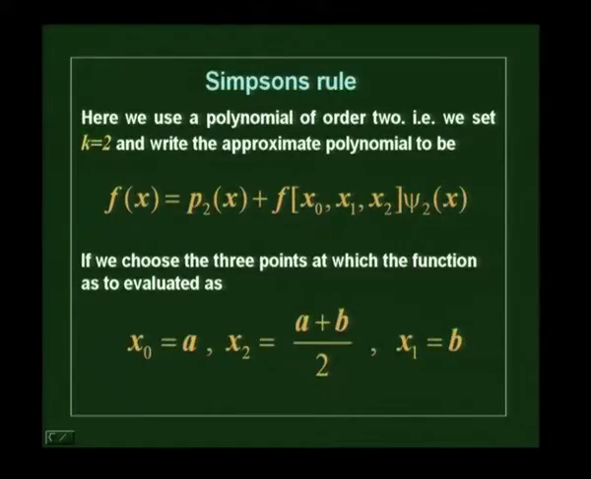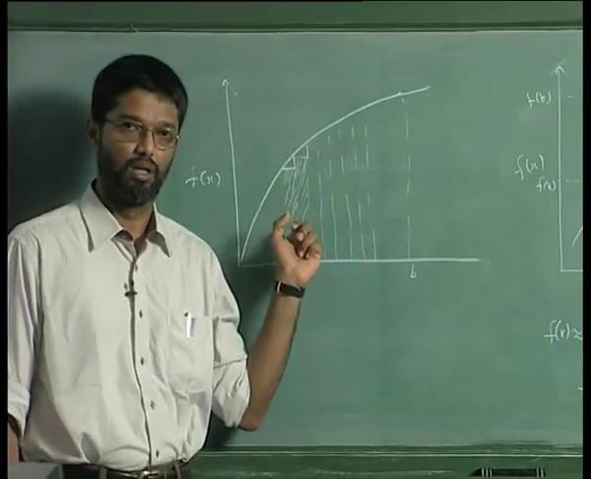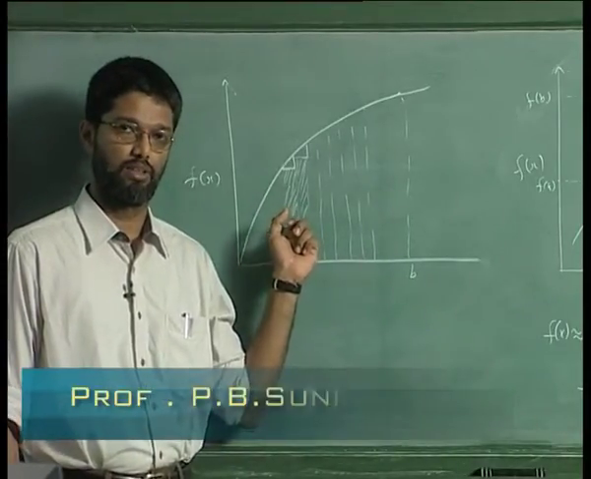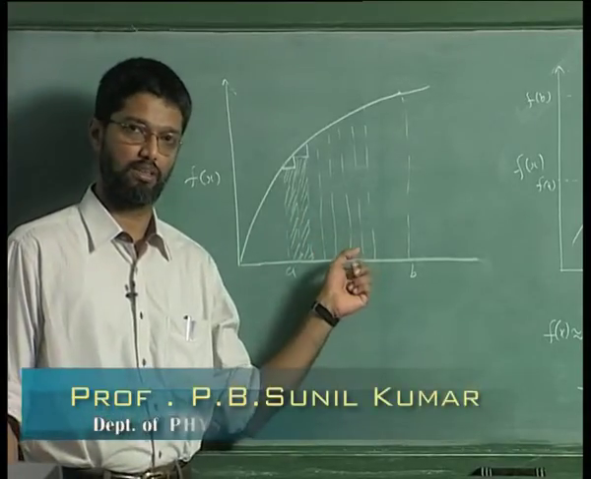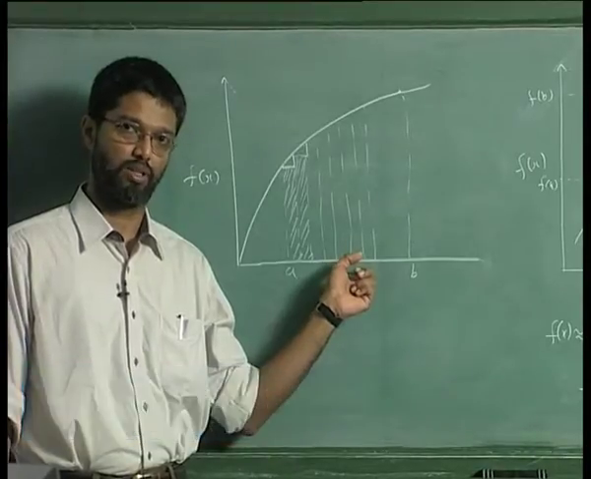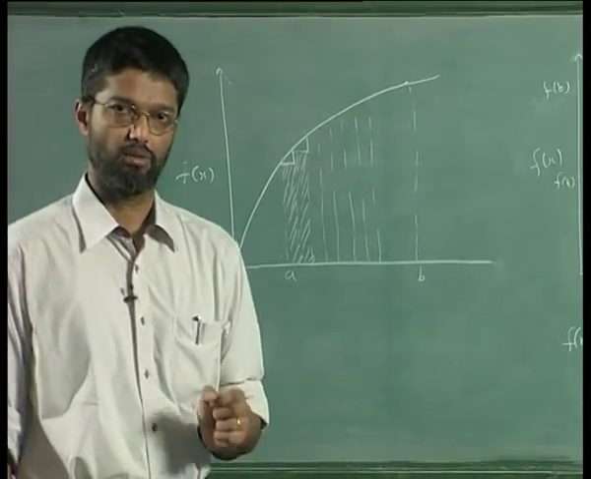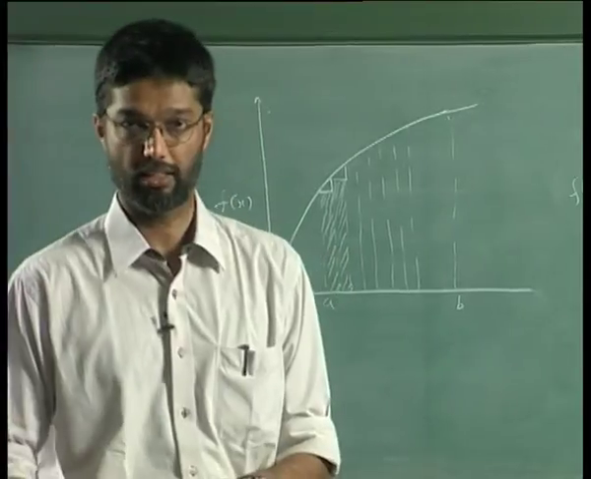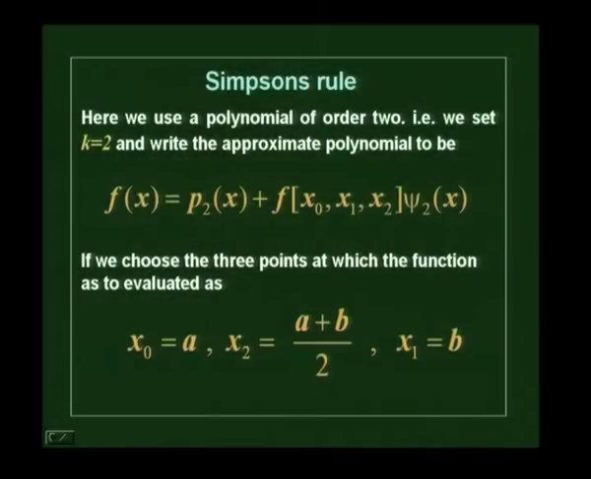Now, so far we have looked at the zeroth order polynomial, that is in the case of the rectangular and midpoint rules, and then we looked at the first order polynomial, and that's the case of the trapezoidal rule. So now we will look at the order 2 polynomial, and that's the case in Simpson's rule. We will look at approximation of the function by an order 2 polynomial and its integral.